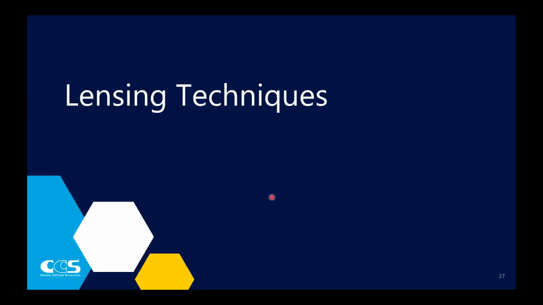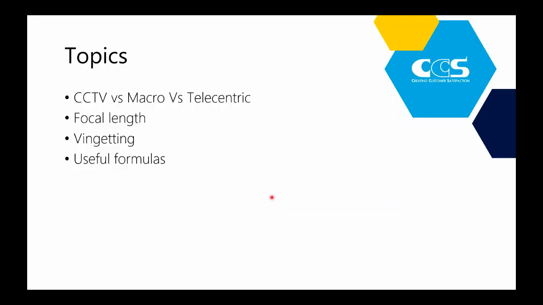So that's all we have for camera techniques and camera considerations. Now we'll focus on lensing techniques and how to pick the correct lens. So we'll talk about the different kinds of lenses, CCTV versus macro versus telecentric, the focal length, what vignetting is, and then useful formulas on picking the correct focal length as well.